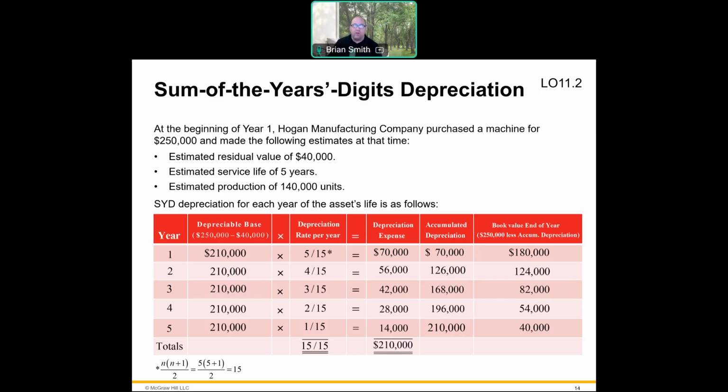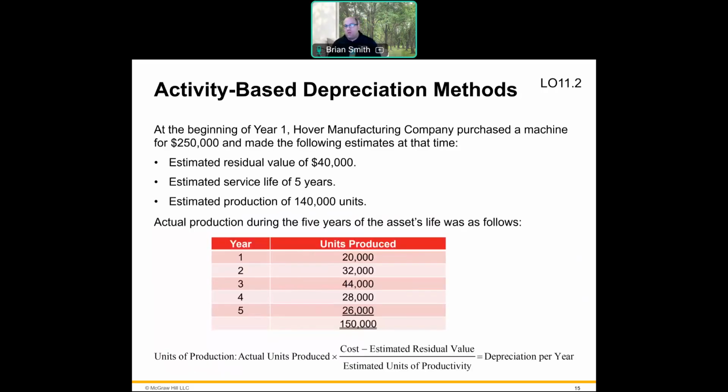So why aren't we depreciating this with the straight line method? Why come up with these more challenging ones? But they are available if you want them. And then we have our activity-based depreciation method, which is the units of production. Bottom line is you estimate how many units you think you're going to be able to use the machine for.